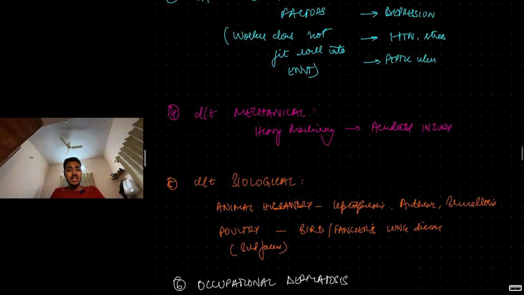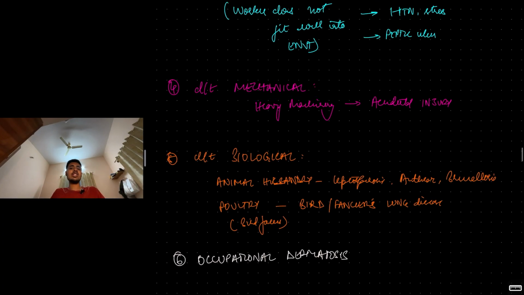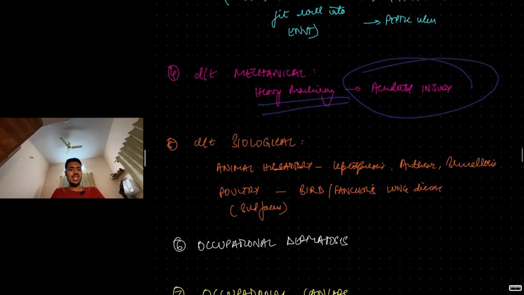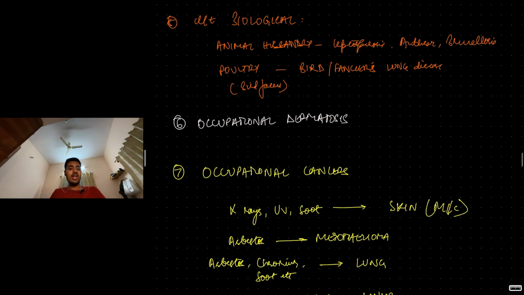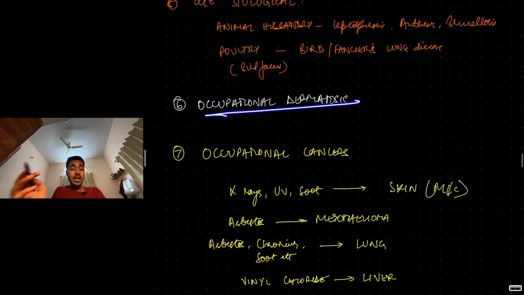Next comes mechanical agents. Diseases due to mechanical agents, the heavy machinery can lead to accidental injuries. Then you have biological agents. Biological agents, example, animal husbandry, they can get leptospirosis, anthrax, brucellosis. Poultry farming, because of bird feces, you can have something known as bird fancier's lung disease. Then you have something known as occupational dermatosis.